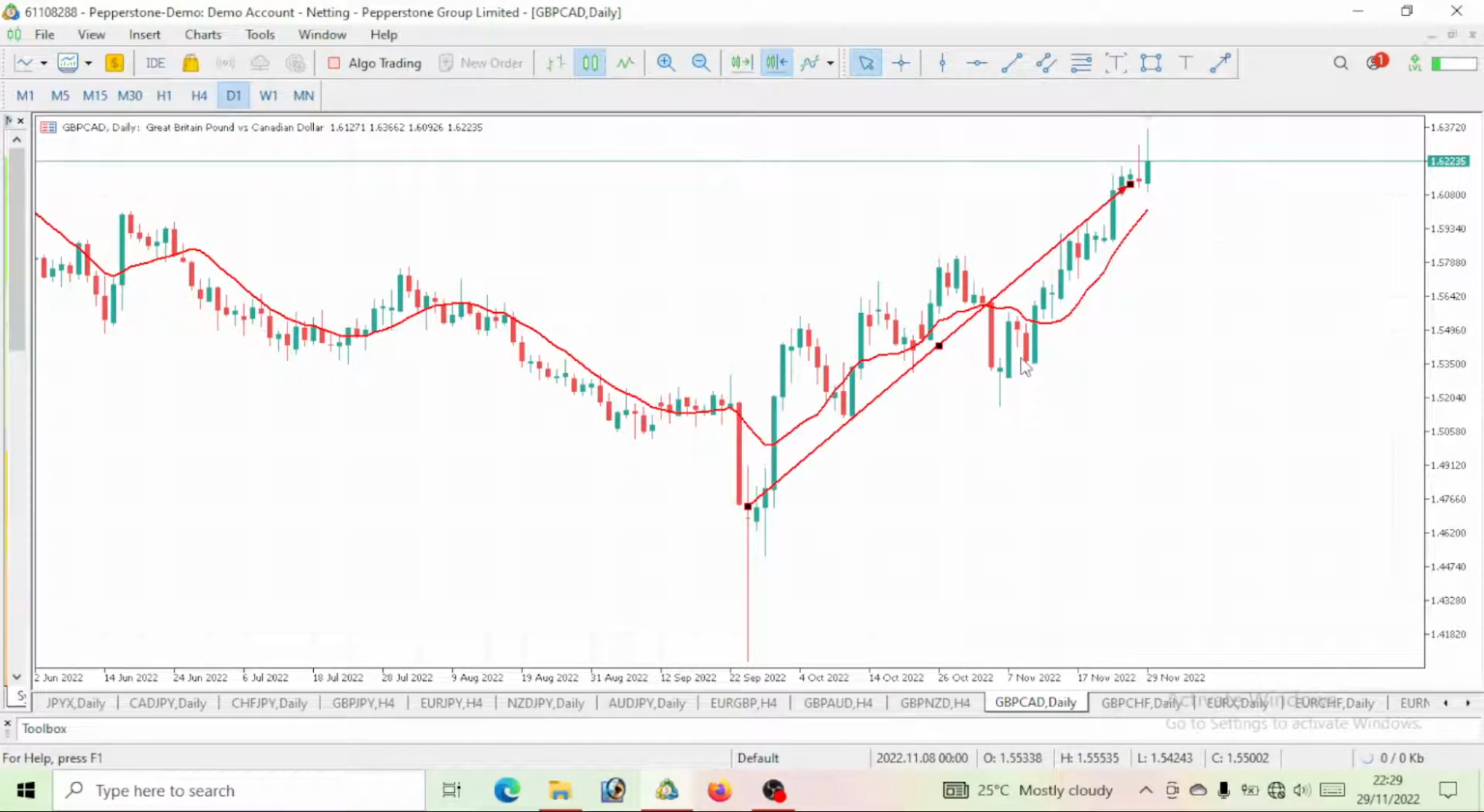Once you take a look at USD/CAD, you see a bullish move on it. Once you take a look at the New Zealand dollar to CAD, you see that there's a bullish move on it. Same thing with GBP/CAD. The reason is that CAD is going bearish.